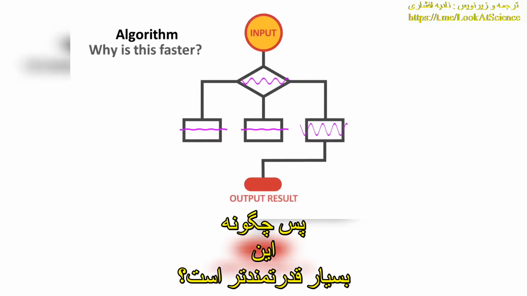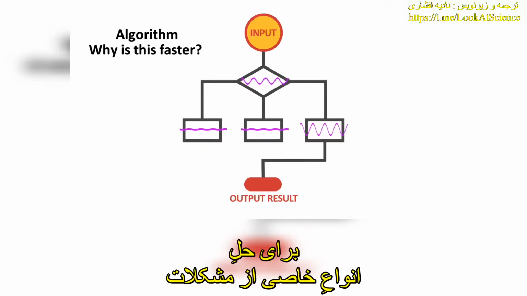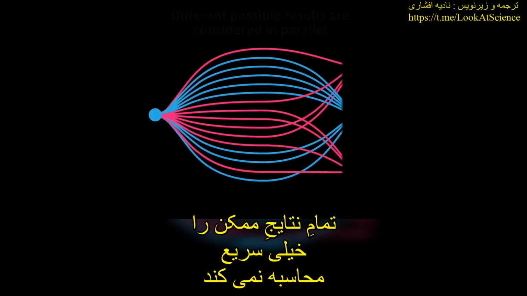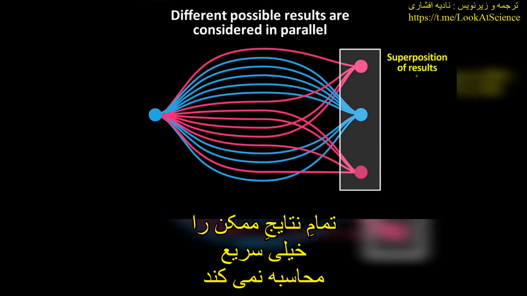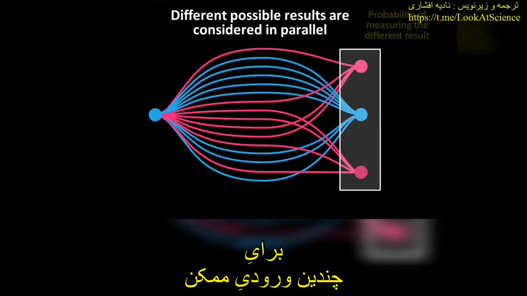So how is this so much more powerful than classical computers for solving certain types of problems? The quantum computer doesn't do the usual stuff in a faster way. It doesn't calculate all the possible results very quickly. It calculates multiple functions at once for multiple possible inputs.